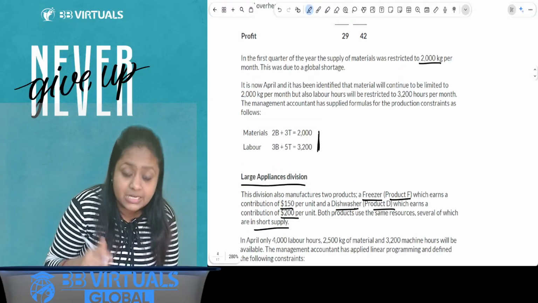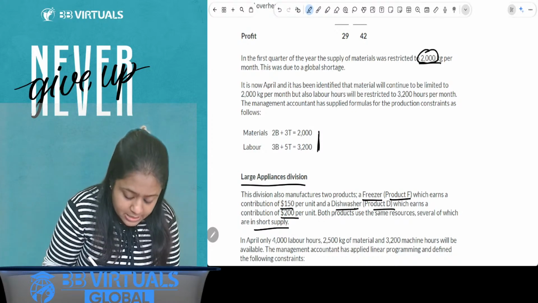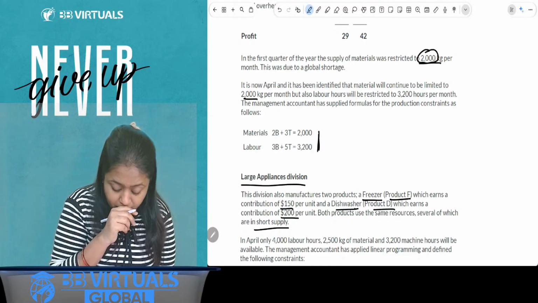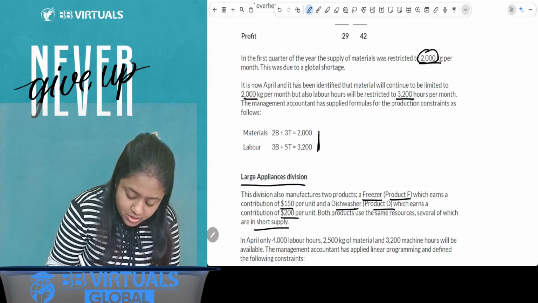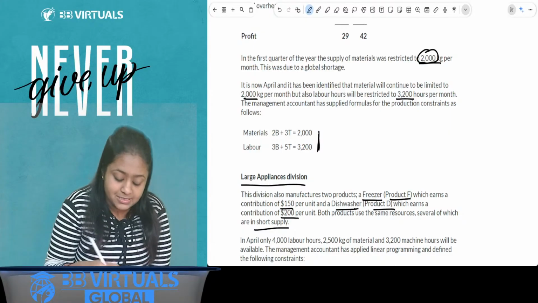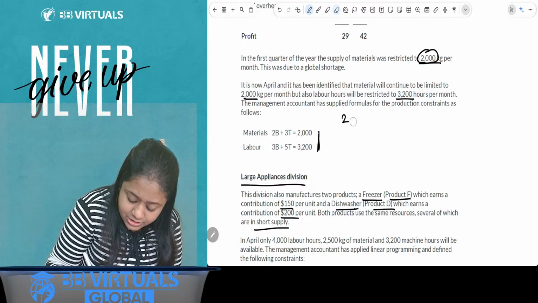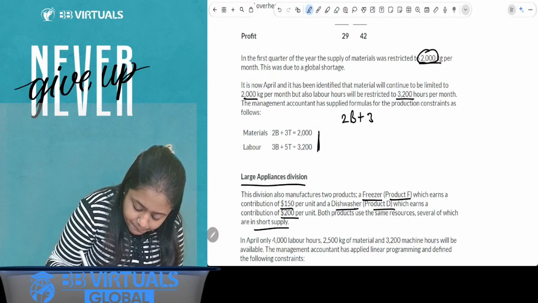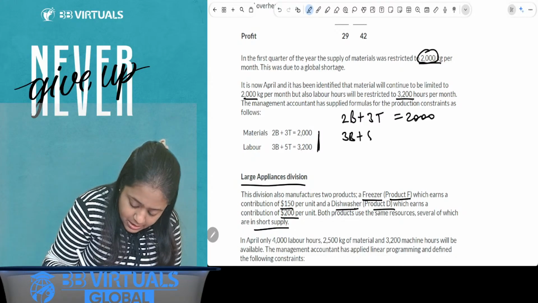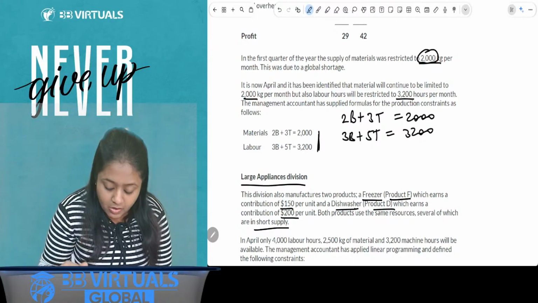So now let's read this data further. We know that this is restricted to 2000. It is now April and it has been identified that material will continue to be limited to 2000 kgs per month, but labor will also be restricted to 3200 per month. Okay, this is the restriction that we have. Now please let's solve it. Very simple. We have done it in the previous session also when we discussed the section A questions. 2b plus 3t is equal to 2000. 3b plus 5t is equal to 3200. Clear?